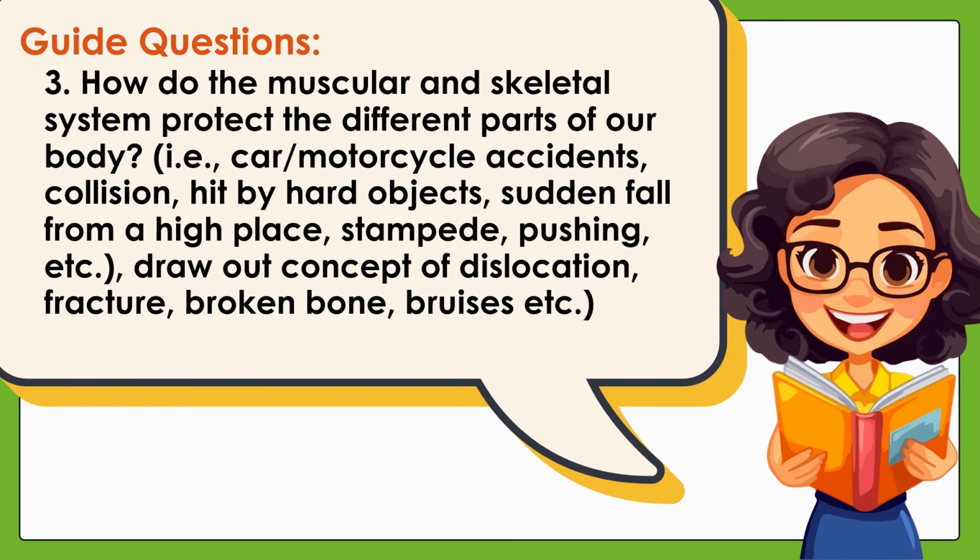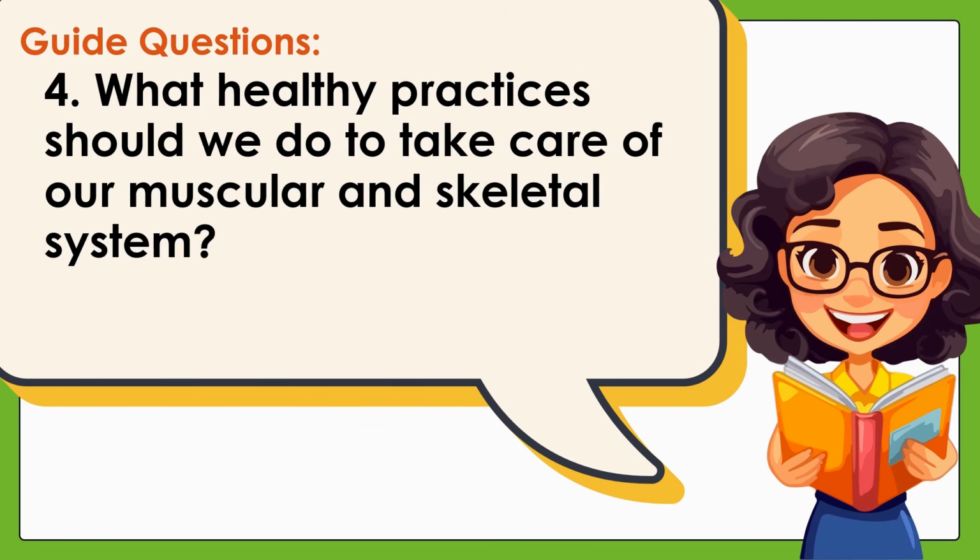Example, car or motorcycle accidents, collision, hit by hard objects, sudden fall from a high place, stampede, pushing, etc. Draw out concept of dislocation, fracture, broken bone, bruises, etc. Number 4, what healthy practices should we do to take care of our muscular and skeletal system? Share your answers to your classmates.